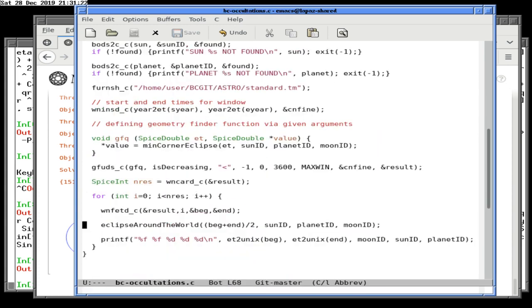We have this, and currently we're using min-corner eclipse to determine when an eclipse occurs, which is not accurate, of course. We've figured that out. So at some point we will need to change this function as well to use the eclipse around the world function to find whether there's an eclipse or not, the min and max eclipse. But also right here we're using the middle of the eclipse as defined inaccurately by min-corner eclipse.